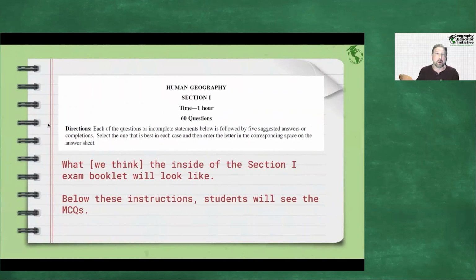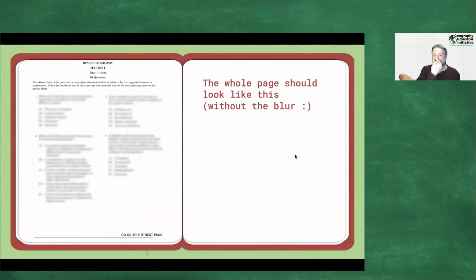And when they open up that section 1, this is what we think that it will look like. Below those instructions, they will see the actual first page of the MCQs. As you can see, it reiterates the same things that you've already heard being talked about earlier tonight. And very quickly, I did blur this out. So this is what the first page should look like. But of course, if it's blurred like that, that's a bad thing.